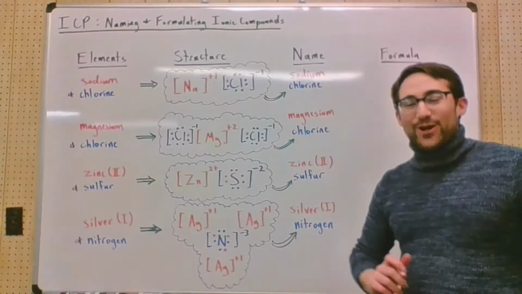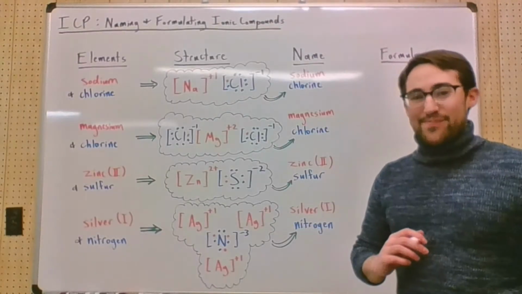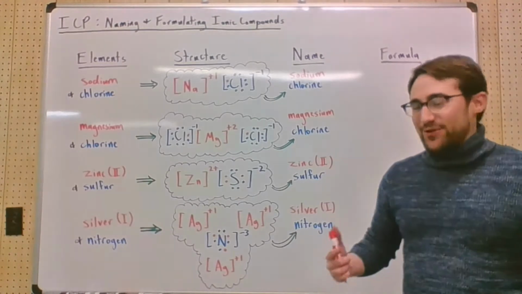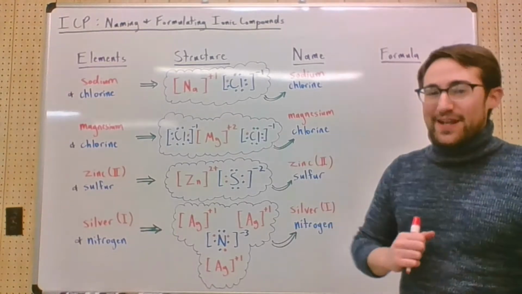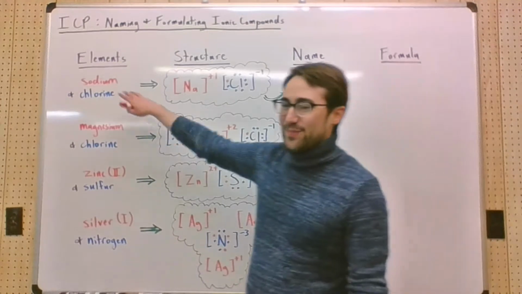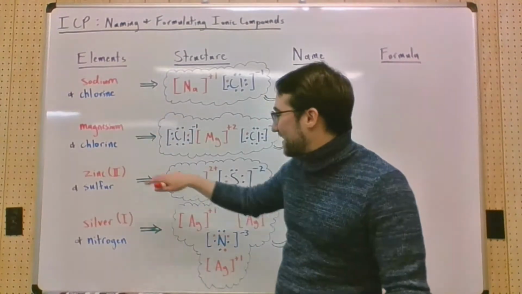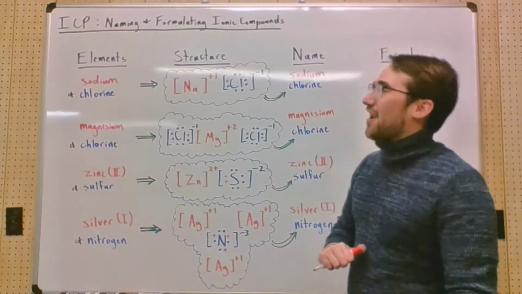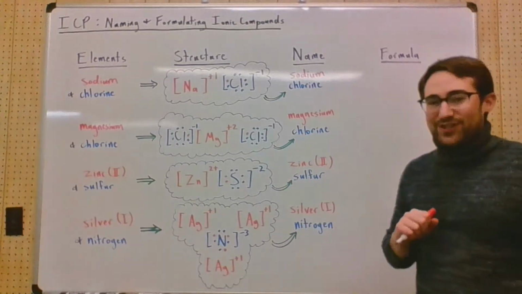Okay, first we're going to look at how we name ionic compounds. So here's what we do. We have elements that make up an ionic compound, like sodium and chlorine, or magnesium and chlorine, zinc and sulfur, and on and on and on. But just putting those two names next to each other isn't going to be enough.